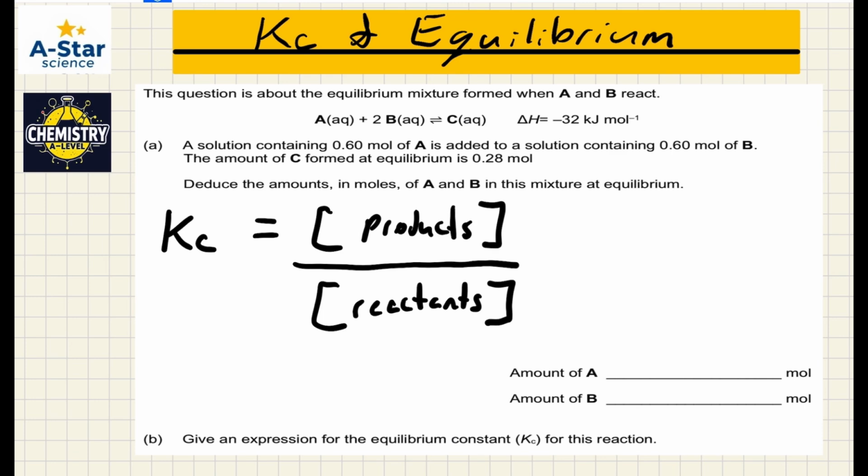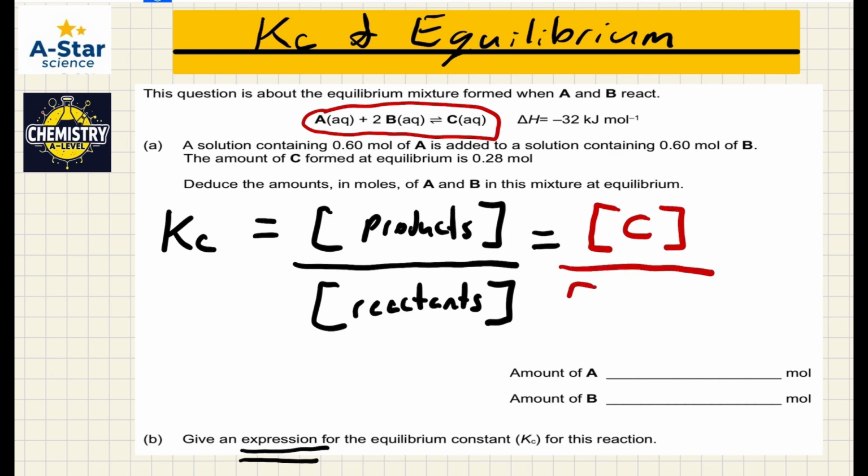Now, in the exam, you'll see, for example, in this question, that at the bottom they say, give an expression for the equilibrium constant, Kc. So when you write the expression, you're going to write the products over the reactants as the chemical symbols. So in this case, for this equation, which I've circled here in red, the Kc is going to be the products, which is C, over the reactants. The Kc expression will be the products over the reactants.